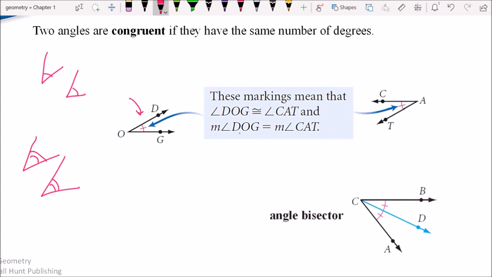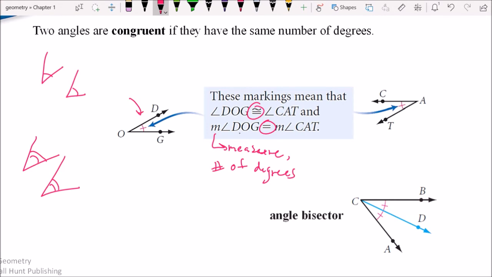Okay. Now, what is up with this? This says congruent, this says equal. This M right here stands for the measure, which is a shorthand way of saying the number of degrees. So what this is saying here is the number of degrees in angle DOG is the same as the number of degrees in CAT. It's comparing two numbers. That's why it says equal instead of congruent on that.